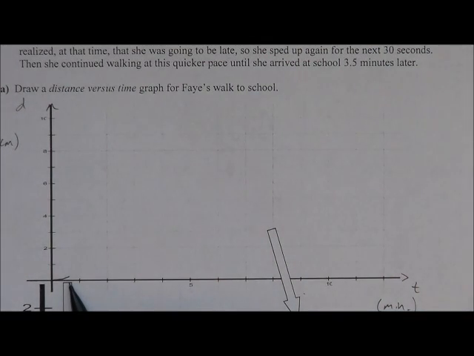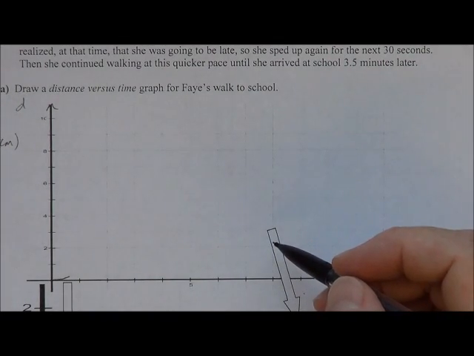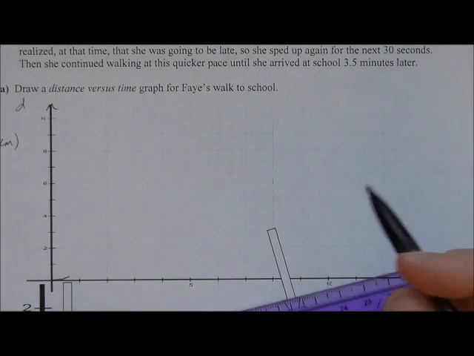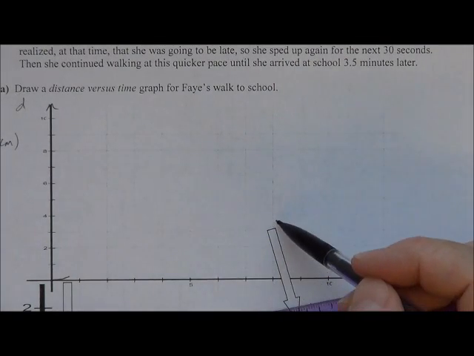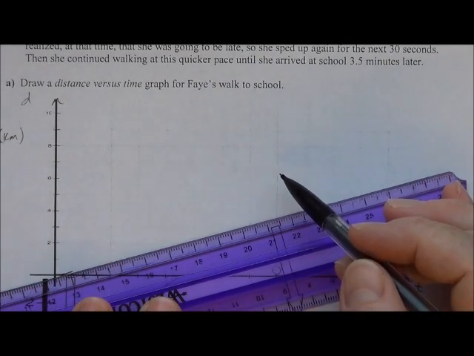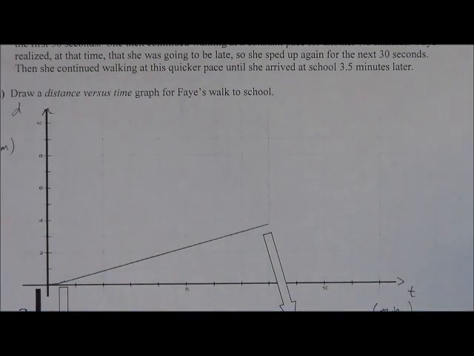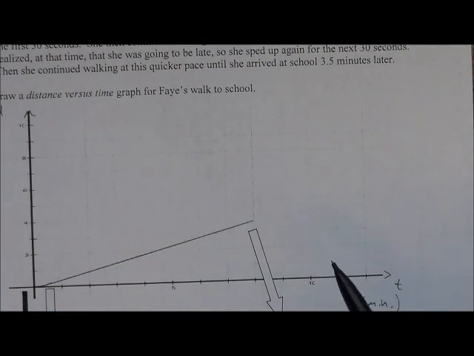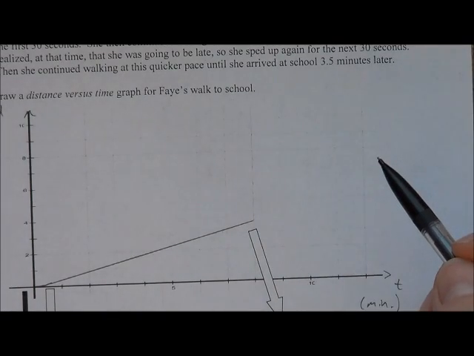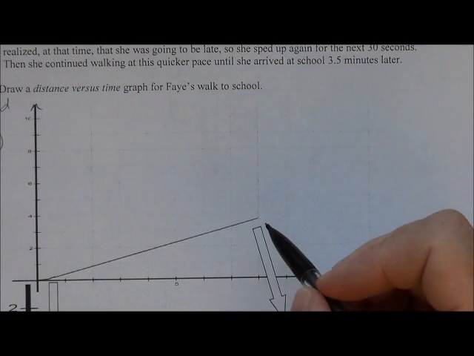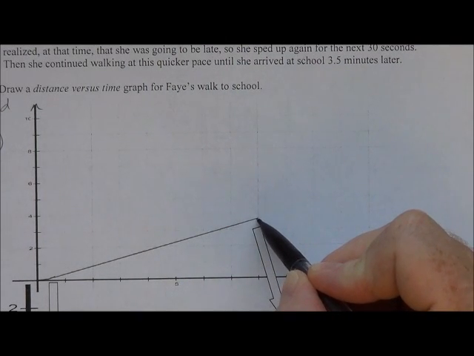So 30 seconds plus 7.5 minutes would end her at 8 minutes. And so 8 minutes is about here, 6, 7, 8. So we'll say she goes up to about here. Then for the next 30 seconds, she's going to speed up yet again. And so of course that will also be a curve to show another increase.